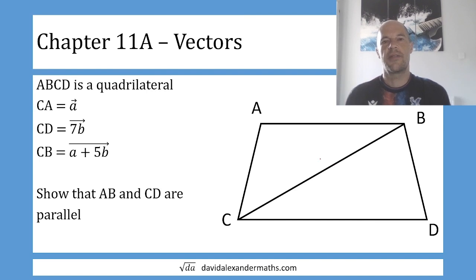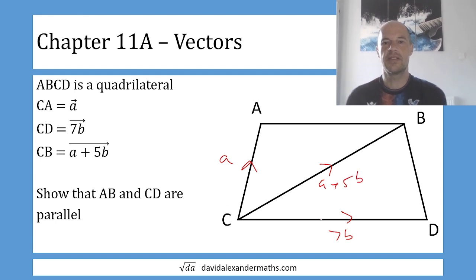Okay, so this is a fairly straightforward problem. I just want to remind you that to show that two vectors are parallel, they must be multiples of each other. So let's take a quick look at this. We know that CA is the vector A, CD is the vector 7B, and CB is A plus 5B.